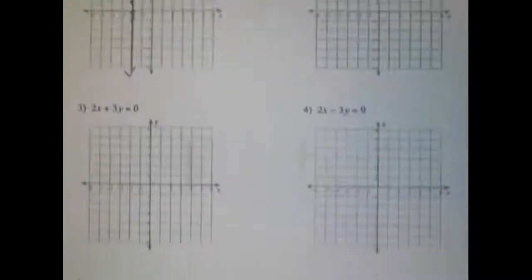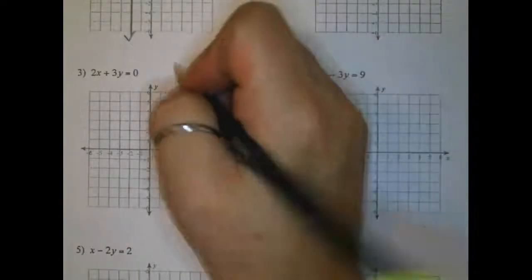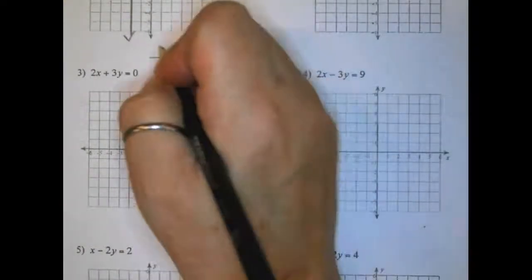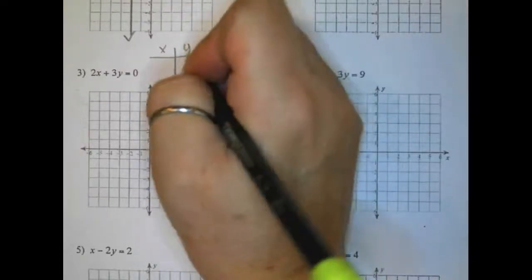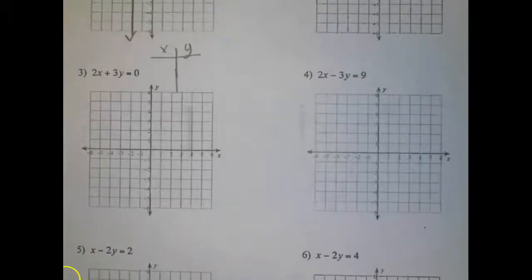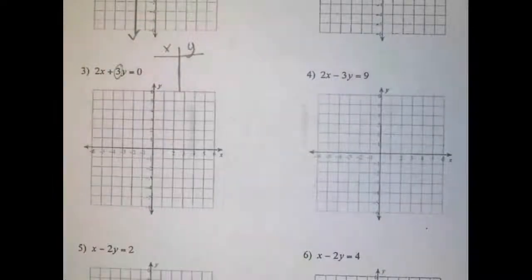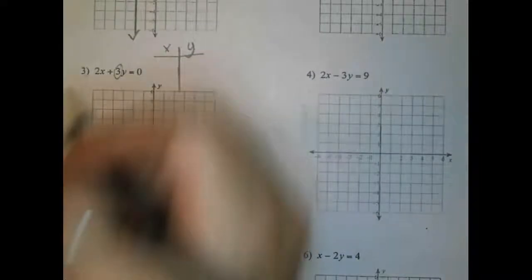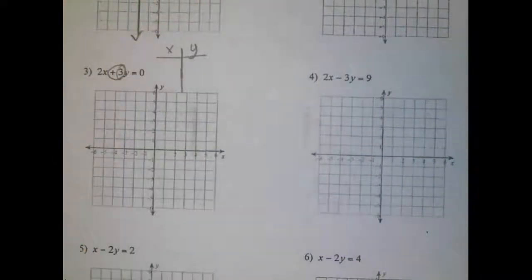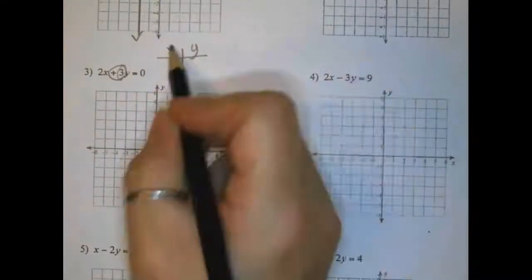So let's look at number 3. I'm still going to do a T-chart. I'll make my T-chart up here. But this time, I'm going to look at what is in front of Y. So what's in front of Y? Oh, it's a +3, right? I should have circled all of it. +3. So I'm going to use this as the numbers that I use for my X value.